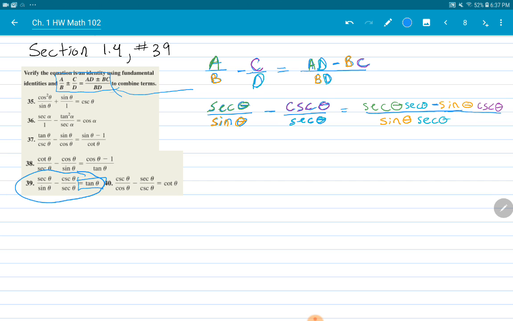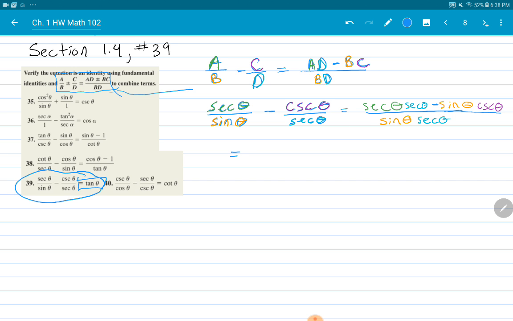So if you take a moment, you can pause if you need to, and see how we're following this formula for combining the fractions. So I have the first one times, well, I'll just let you look at that. Okay, so then our next step is to try to simplify that stuff.